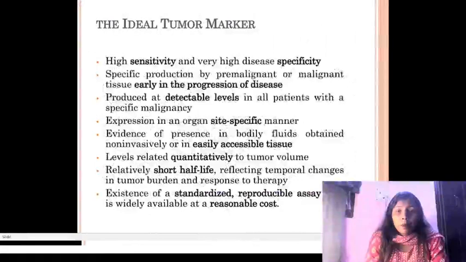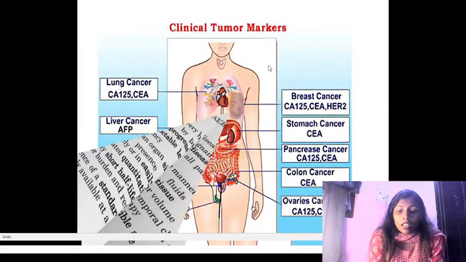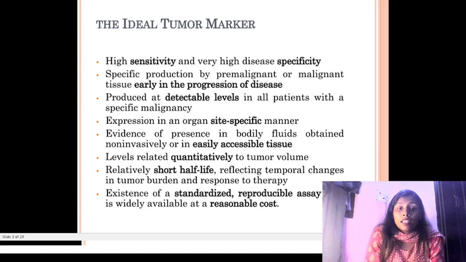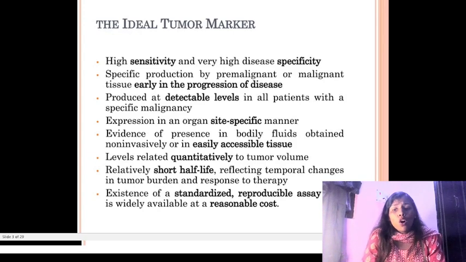In the PPT you can see that when we are doing tumor marker testing, the sensitivity should be very high, and it should rise early as the disease is progressing. The tumor marker should be at a detectable level when we test. It should also be site specific. For example, only in prostate cancer should the PSA level be high. The tissues should be easily accessible, levels should be quantitative, and the test should be of reasonable cost.